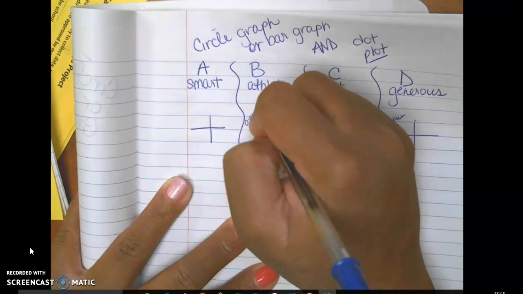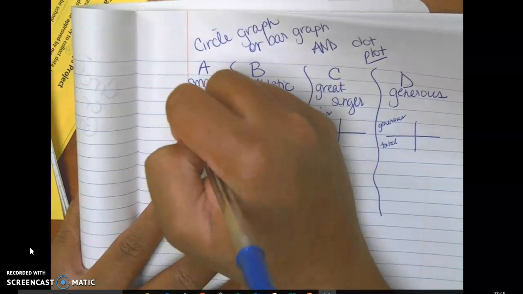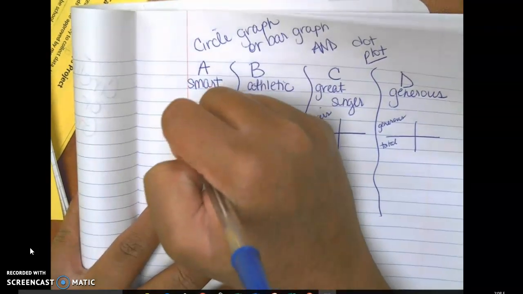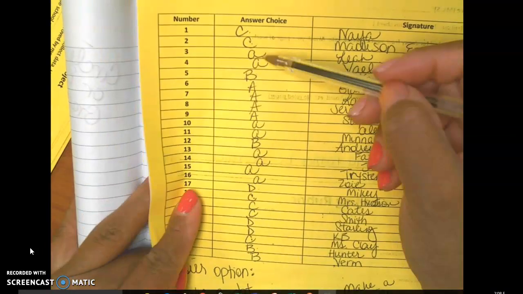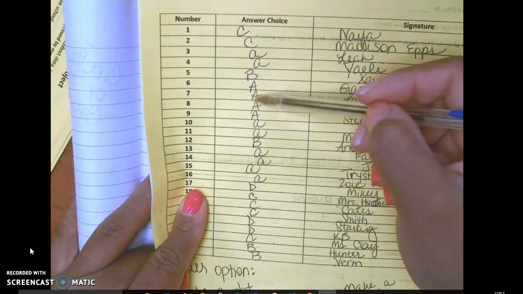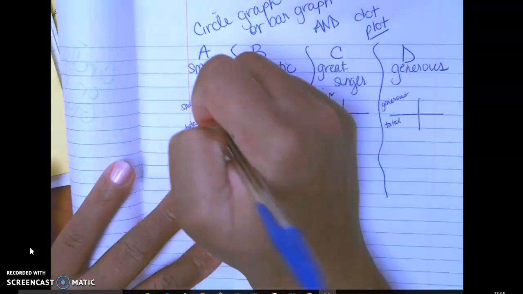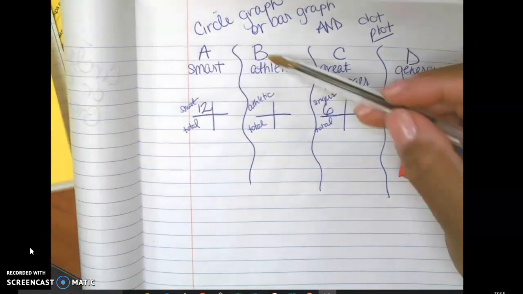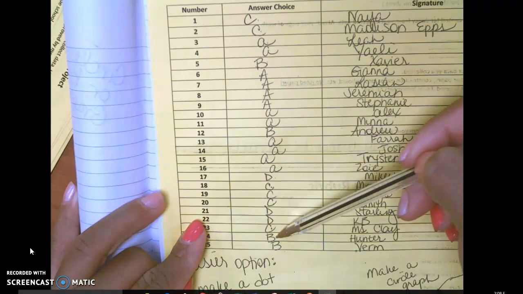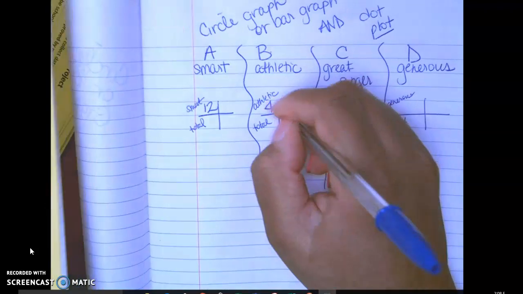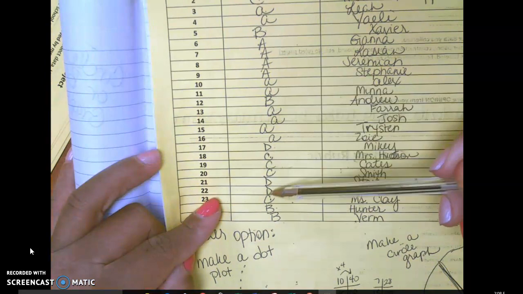Athletic. And the total. Smart. And the total. So I had 6 people that chose C. 1, 2, 3, 4, 5, 6, 7, 8, 9, 10, 11, 12 people that chose A. Athletic. 1, 2, 3, 4. Stop talking. And generous. 1, 2, 3.